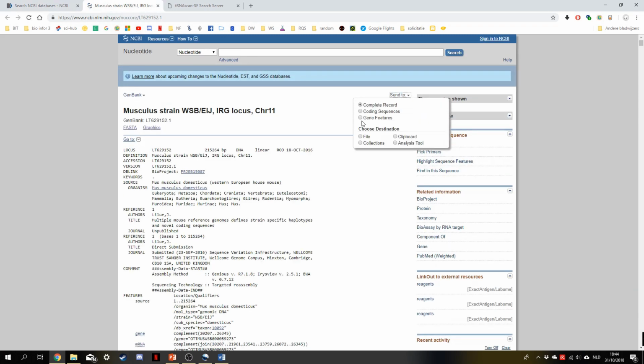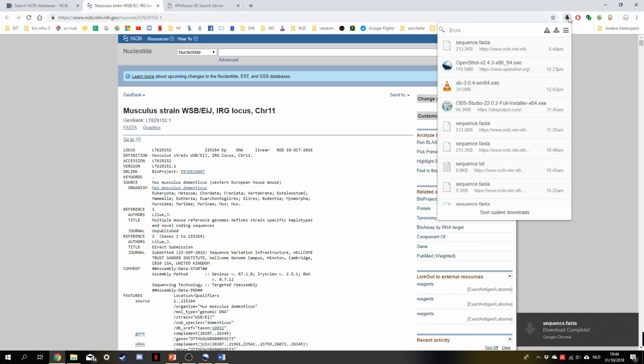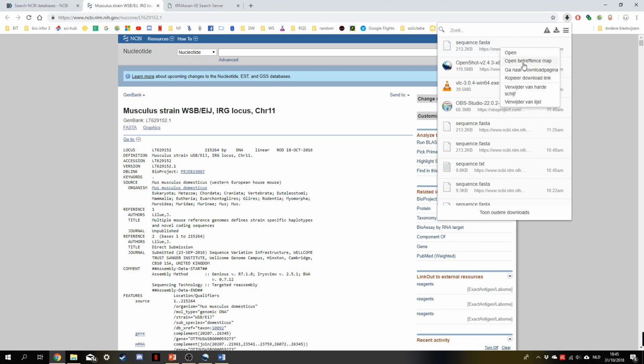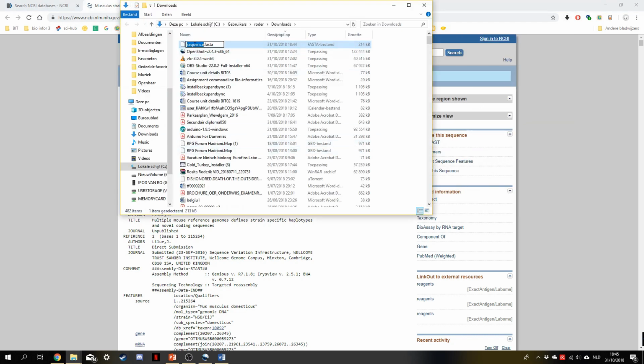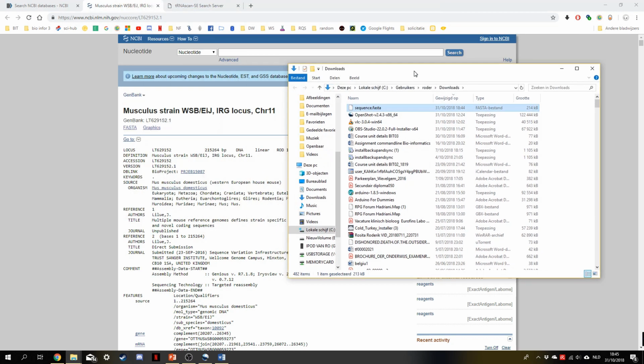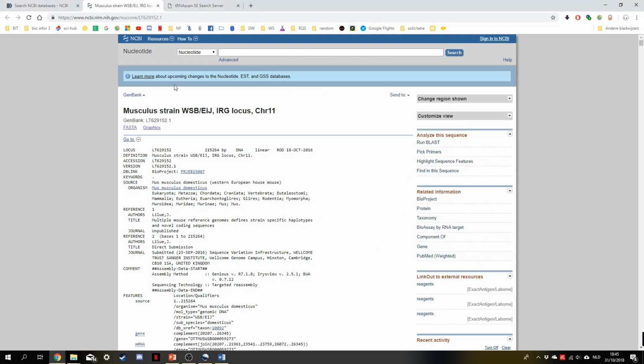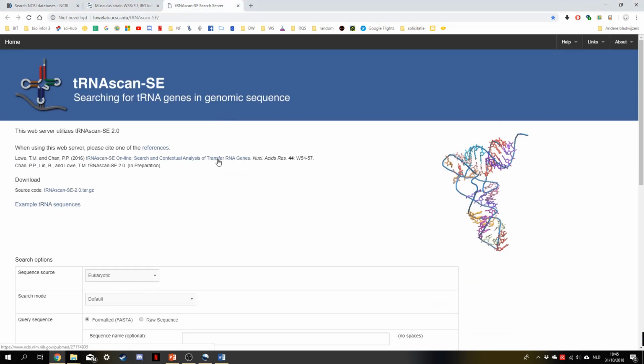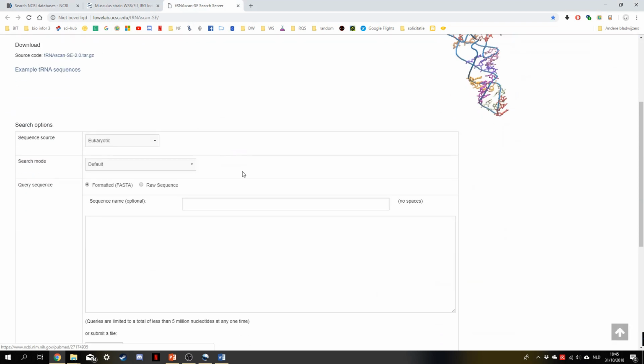Then you just save the FASTA file, create file, so it's called the ERG locus. Then we can go to the tRNAscan site.